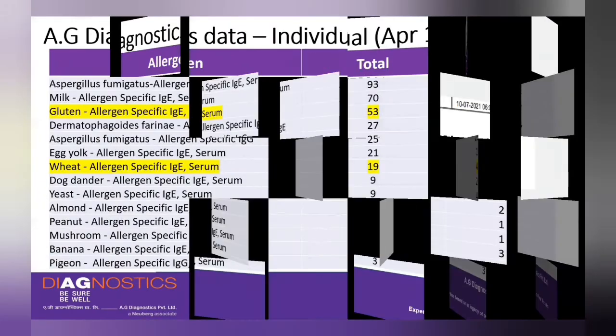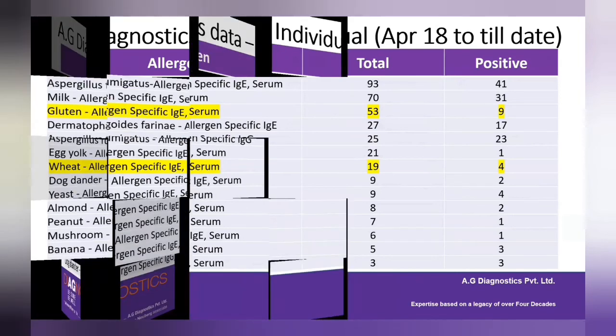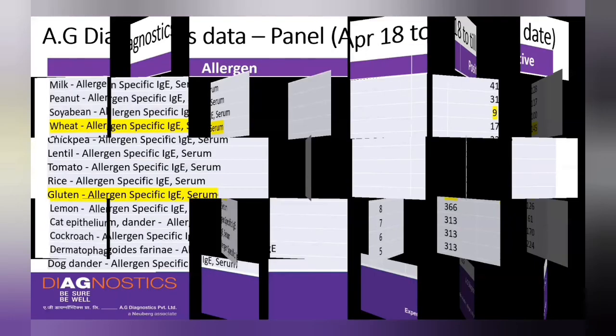This is the data. These are the tests which we have done over the last few years, from 2018. So if you can see, out of the 53 patients we tested for gluten, about 9 are positive, and out of 19 patients tested for wheat allergy, about 4 are positive. More patients are going for comprehensive food panels.